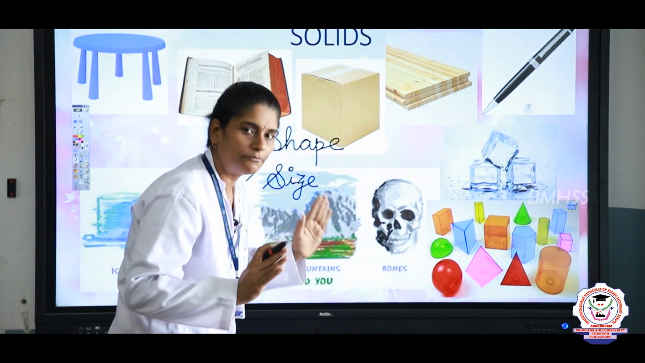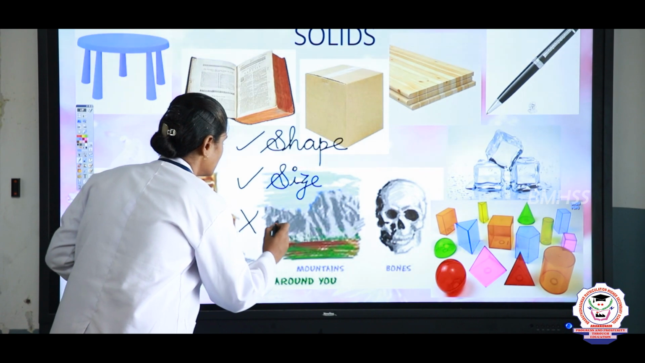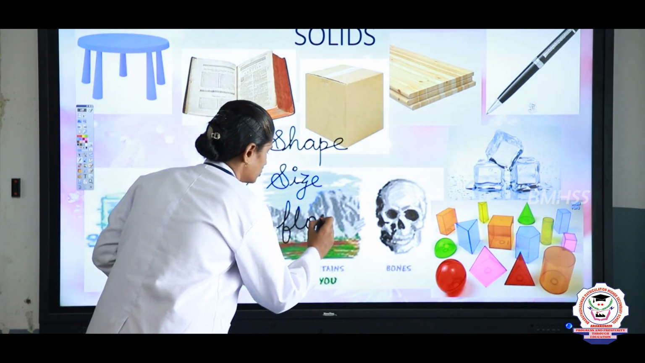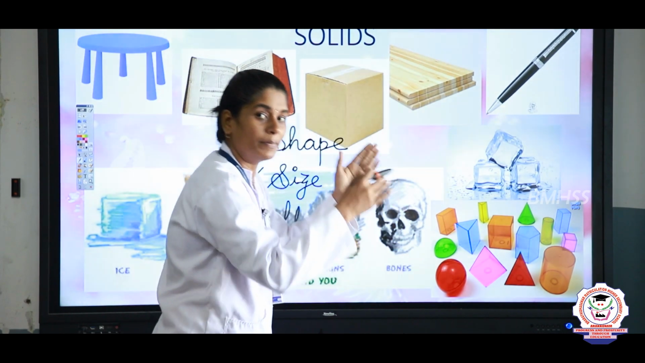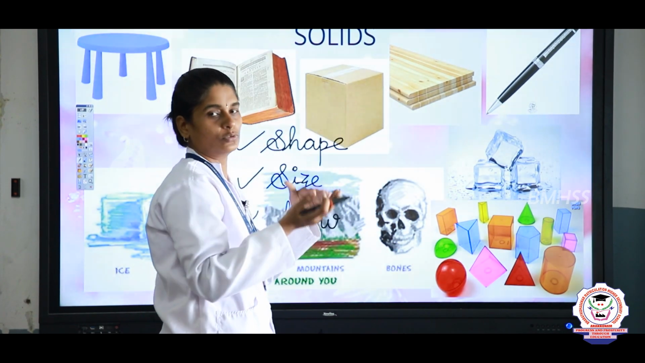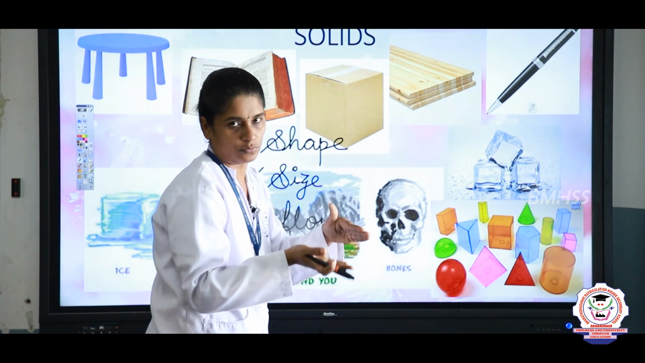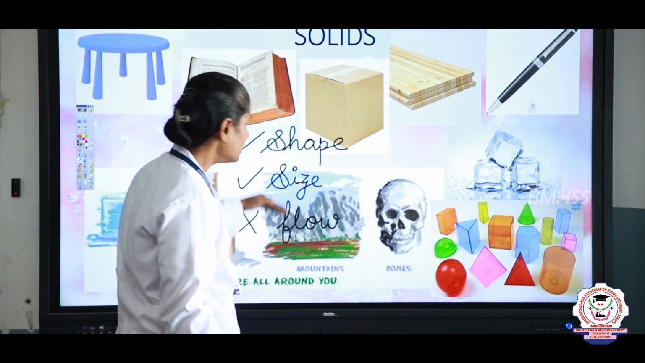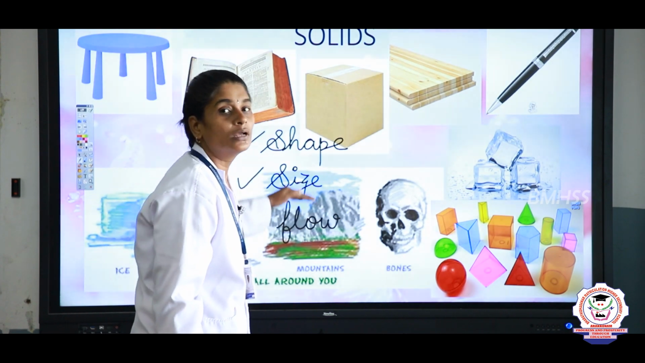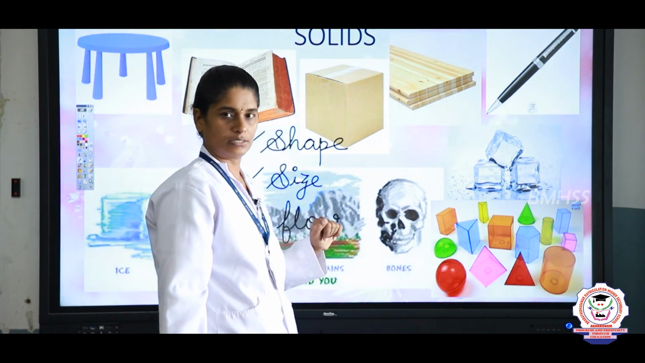But they cannot flow. We cannot flow the solids. Can I take this book and pour it in, make it into another book? No. We cannot pour it. We cannot flow, right? So solids do not flow. These are the qualities, the characteristics of solids, right?